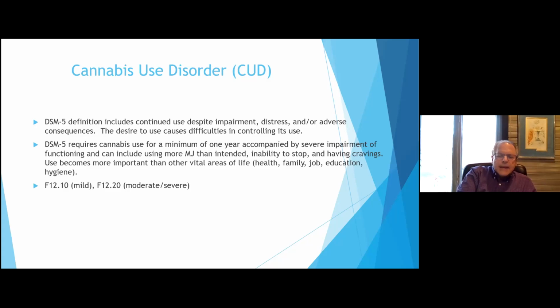So the ICD-10 code F12.1 is for mild cannabis use disorder, and that would be 2 symptoms. Moderate is 2 to 5, and over 5 is severe, which is F12.20.